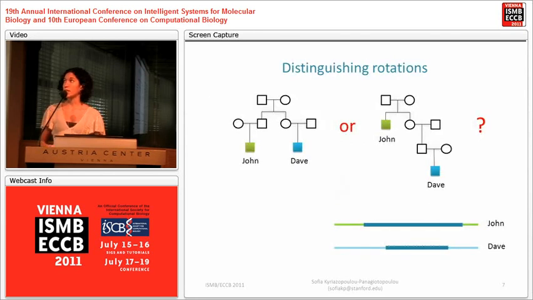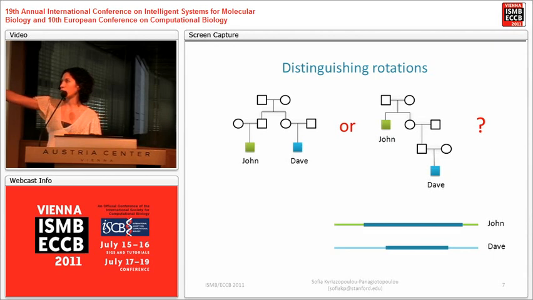I will now define the haplocounts as I promised, which help us distinguish between rotations. As I said, the HMMs I just described cannot distinguish between rotated relationships, and the reason is that they assume that the underlying genetic markers are unlinked. However, this is not always true, and there is actually information in the linkage pattern that we can use to distinguish between relationships.